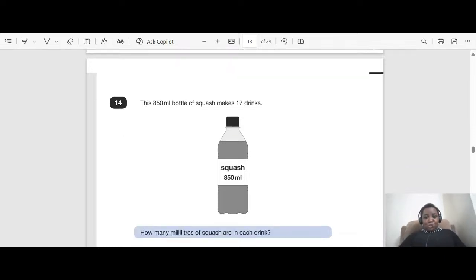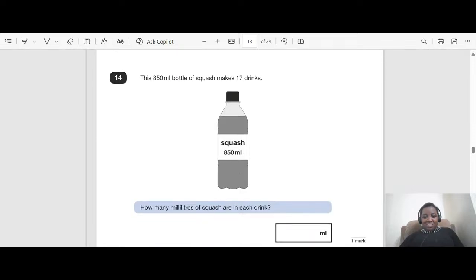The 850 ml bottle of squash makes 17 drinks. How many milliliters of squash are in each drink? Okay, so I have this bottle that is 850 milliliters, and I want to divide this into 17 portions. So how many mls am I going to get in each? All I just need to do is to divide 850 by 17. 850 divided by 17. Let me pause so that you can do the calculation. If you got 50 ml, then you're absolutely correct.